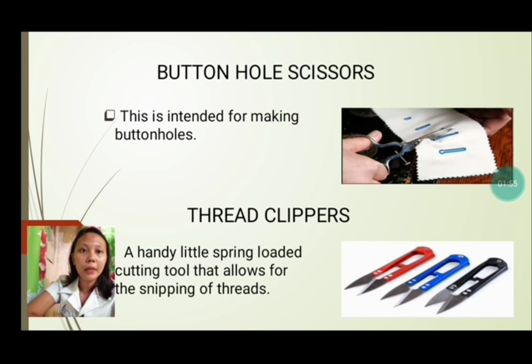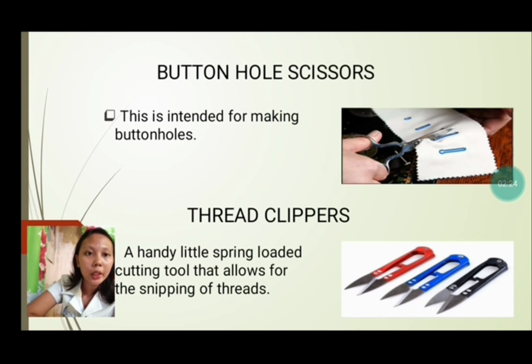The third cutting scissors, we have buttonhole scissors. This is only intended for making buttonholes. That is an example of a buttonhole scissors at the right part. So this type of scissors is only, again, intended for making buttonholes.